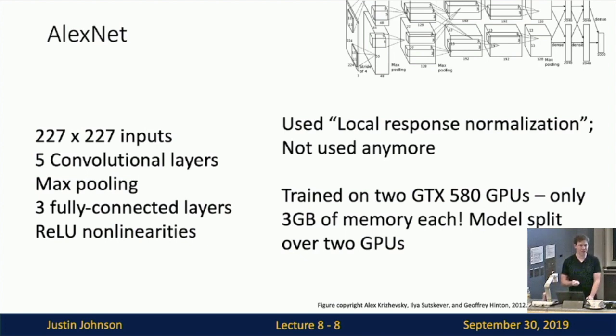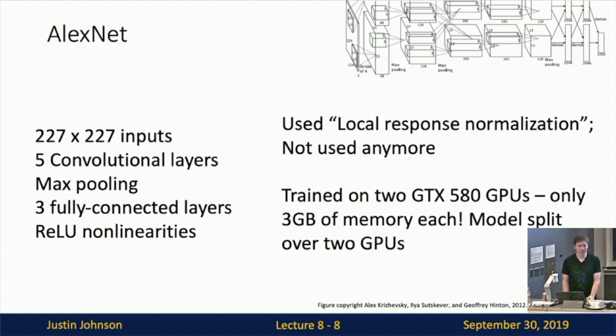So in order to get this neural network to fit into GPU memory, it was actually distributed across 2 different physical GTX 580 cards in a complicated scheme where some of the network ran on one card and some of the network ran on another card. And this was an implementation detail that was required in order to fit this network onto the GPU hardware that was available at that time. This idea of splitting neural networks across GPUs is still sometimes used today, but in general, it's not a very common thing to see with most of the networks that we'll see in this lecture.